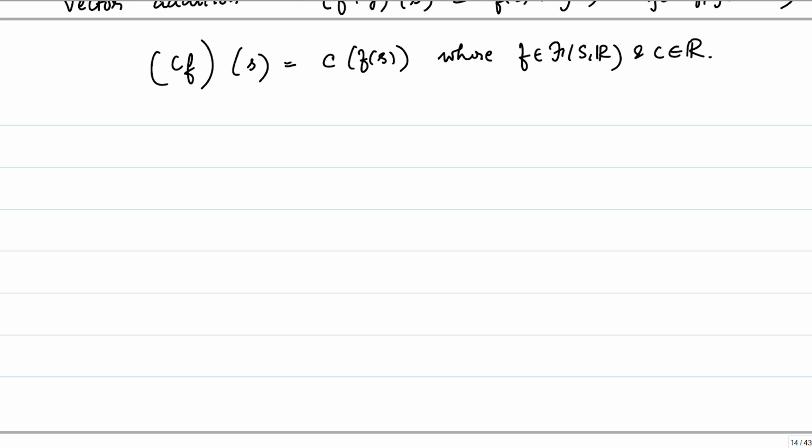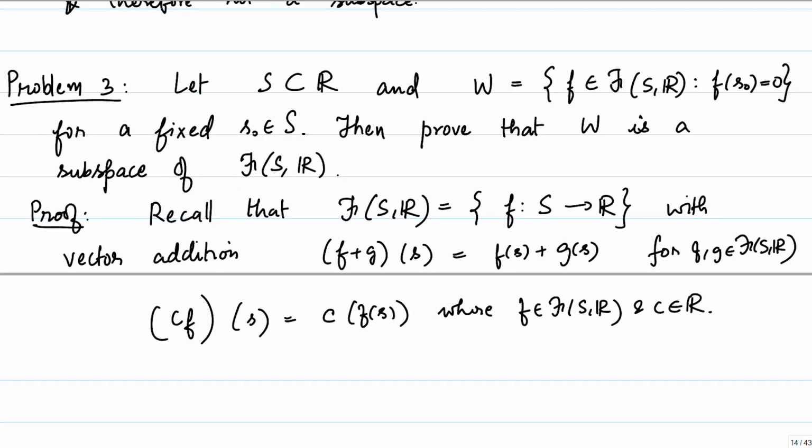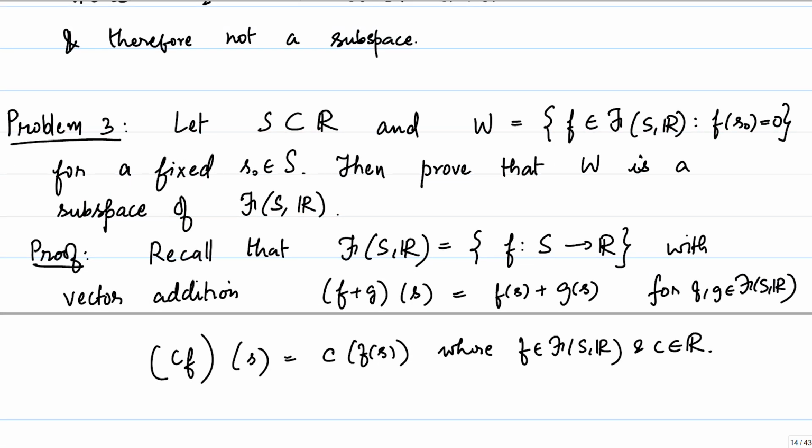Okay, so our goal here in this problem is to show that we are given a very particular subset. This is the set of all those functions f from S to R, where f satisfies the condition that f(s0) is equal to 0, where s0 is some fixed point. So, if say S is the open interval (0, 1) and s0 is half, this will just turn out to be all functions from (0, 1) to R such that f(1/2) is equal to 0, one such example.